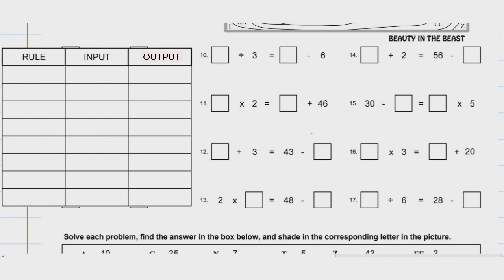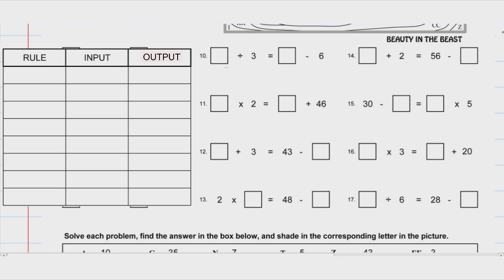Welcome back. We're working on 10, 11, 12, and 13. Problem number 10. You're dividing by 3 and you're subtracting 6. We know the answer has to be a multiple of 3 because you're dividing by 3. So we're looking for 3, 6, 9, 12, 15. We also know the answer has to be bigger than 6 because 6 minus 6 will give us a 0. So it can't be that one, and it can't be that one.